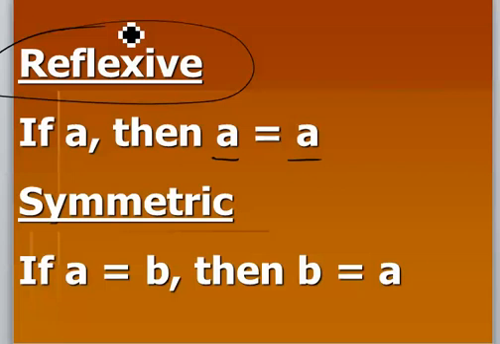The next property is symmetric. The symmetric property lets you switch the order where things are on the two sides of the equal sign. So if I know that a is equal to b, then I can switch it and write b equals a.